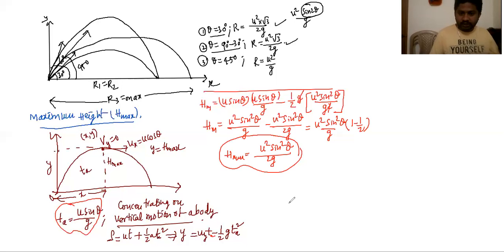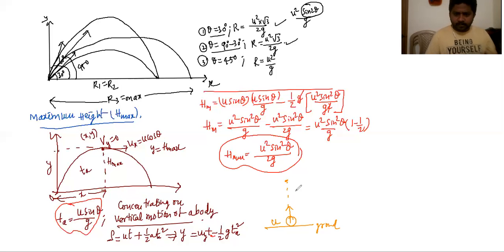Okay, so let us discuss the same expression for the vertically projected body. So this is the ground. If I project this body vertically with some initial velocity u, what happens here? This is the point.